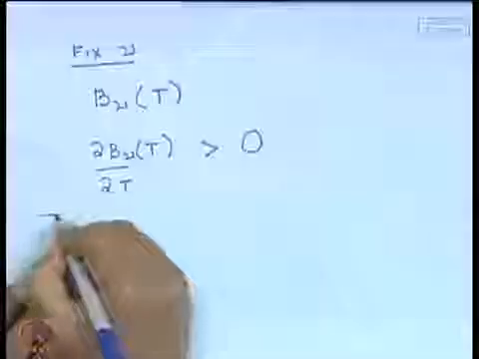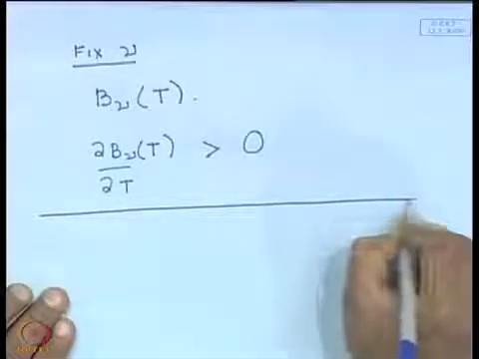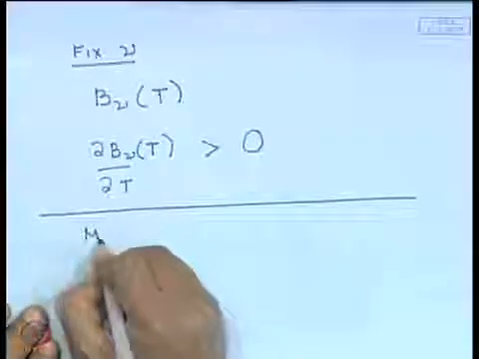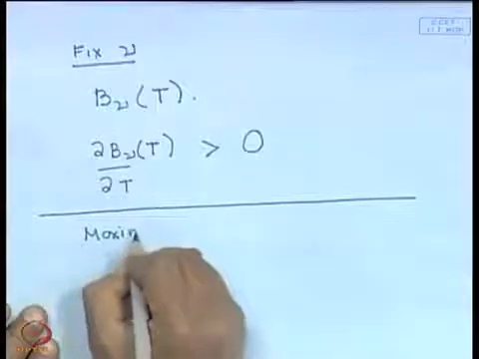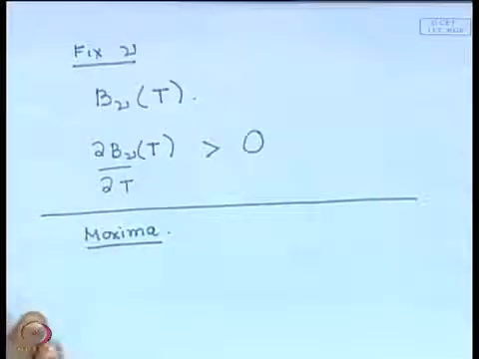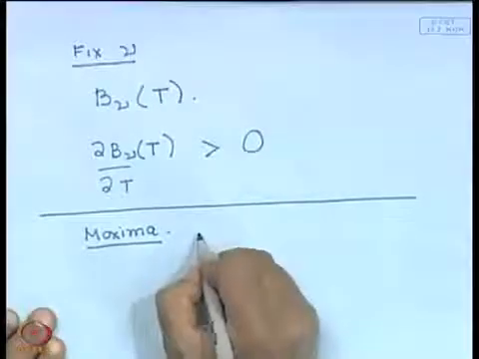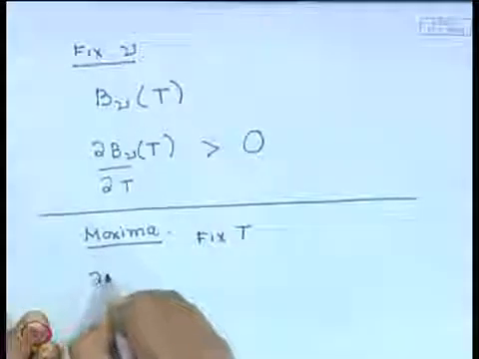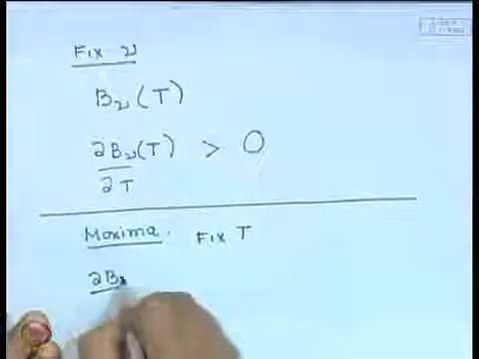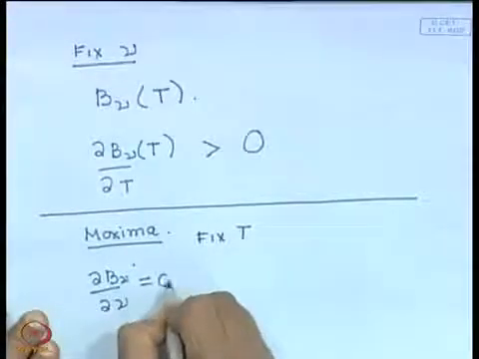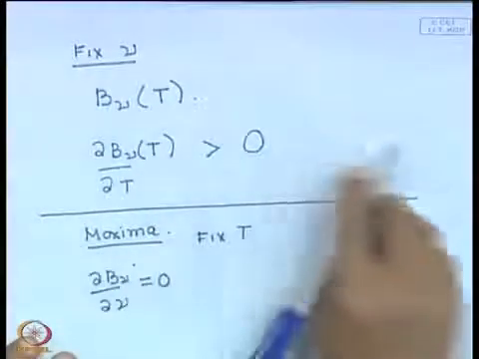Second thing is, you can determine where the maximum occurs in frequency. So, at a fixed temperature, fixed T, ask the question, where is del B by del nu equal to 0? This will give you the value of the maximum.